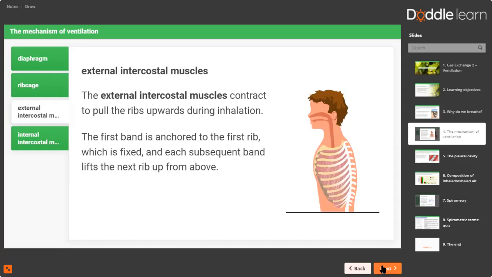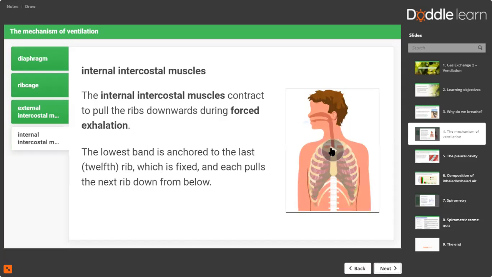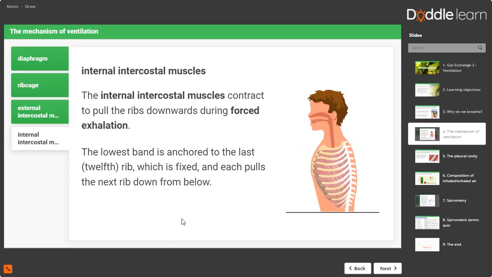And then we have our internal intercostal muscles. Our internal intercostal muscles contract to pull our ribs downwards during forced exhalation. And the lowest band is anchored, as you can probably guess now, to the opposite end, the 12th rib, which is fixed, and each pulls the next rib down from below.